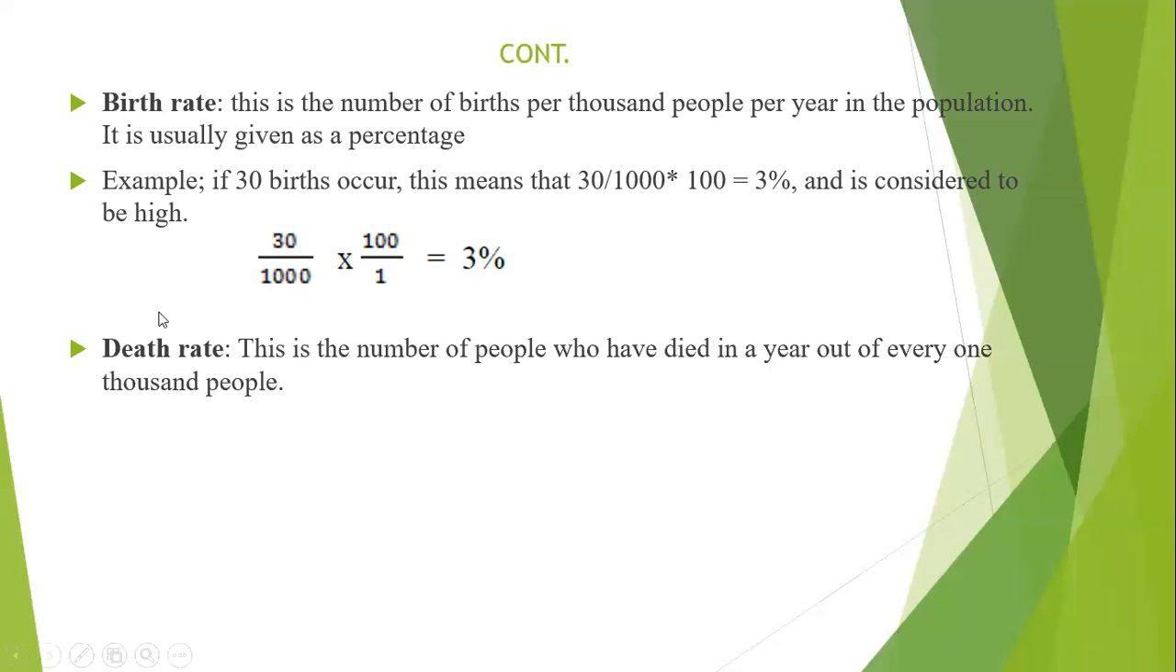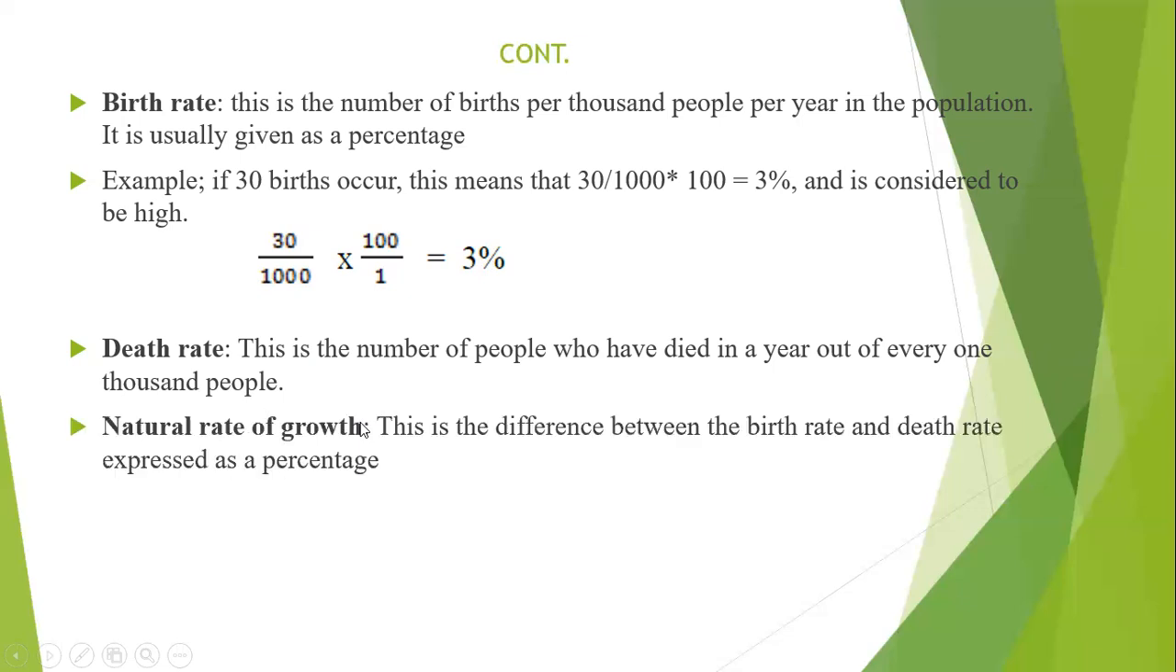Now, let's look at death rate. Death rate is the number of people who have died in a year out of every 1,000 people. So it is the same concept in terms of calculating death rate. Now, we have a very interesting and important concept of natural increase of growth.